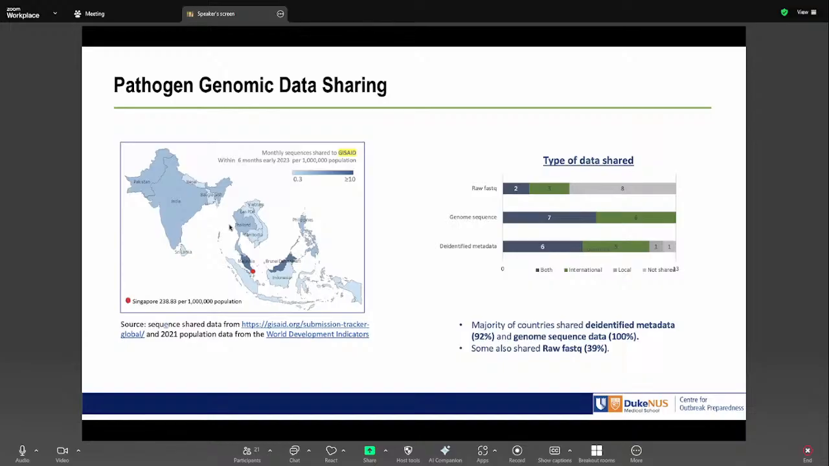So then we ask the question, what type of data are the countries that are sharing data sharing? The majority of the countries are sharing in the form of de-identified metadata and genome sequencing data. And a few countries, about 39%, are sharing raw FASTQ files.